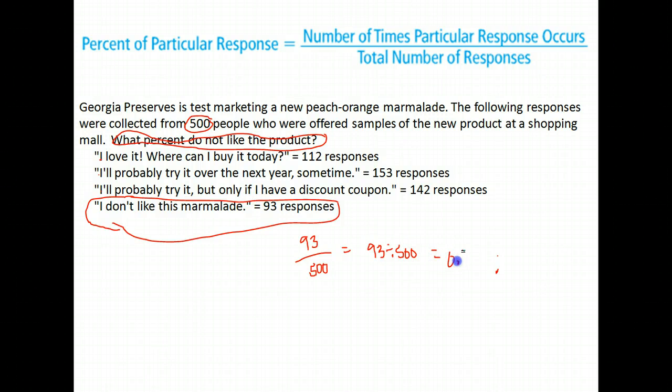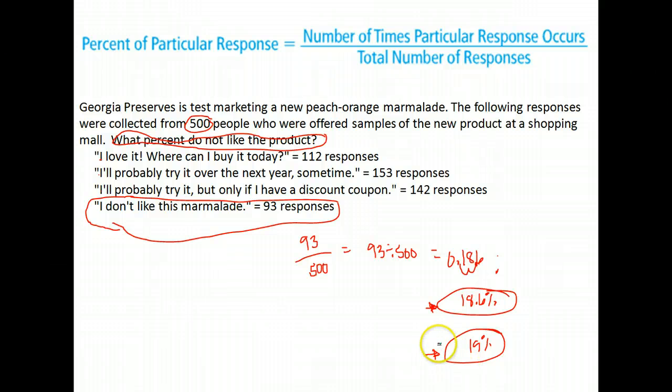That gives us 0.186. We want to change that decimal to a percent. So we move the decimal 2 places to the right. That gives us 18.6%. Now, if they wanted that as a whole percent, 18.6 would actually round up to 19%. So it just depends on what they're asking for in the question, whether they want to the nearest tenth of a percent or the nearest percent. Otherwise, we're around 19% of people who just didn't like it.